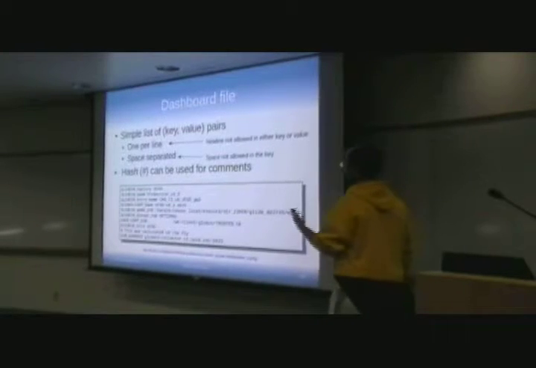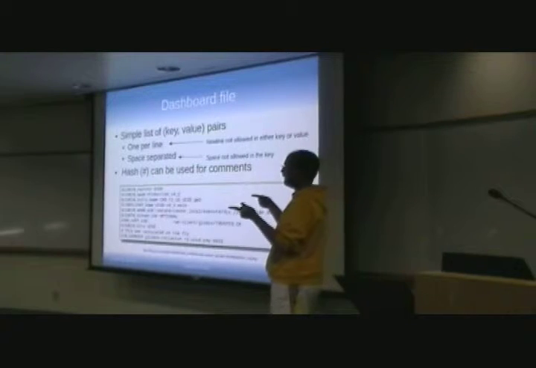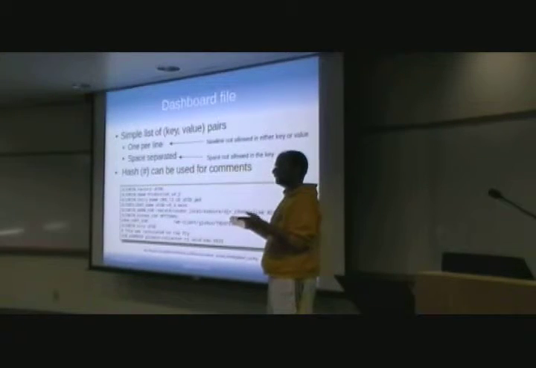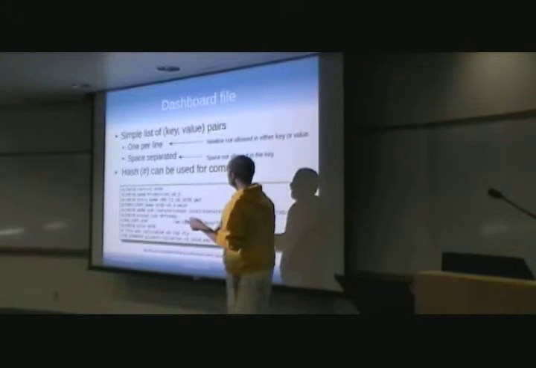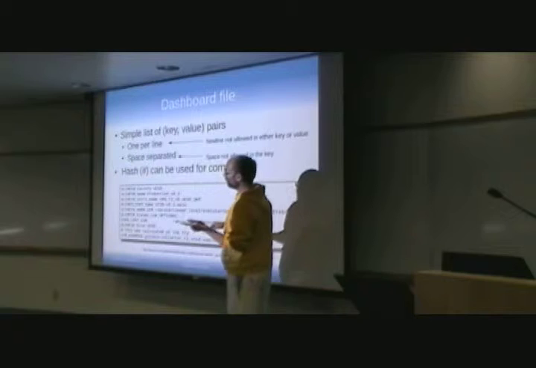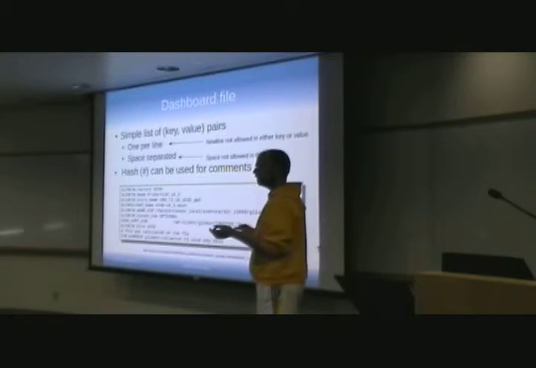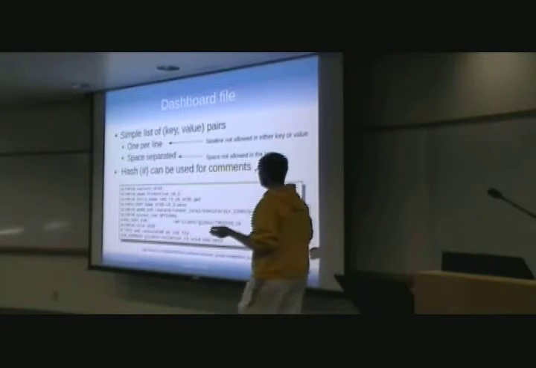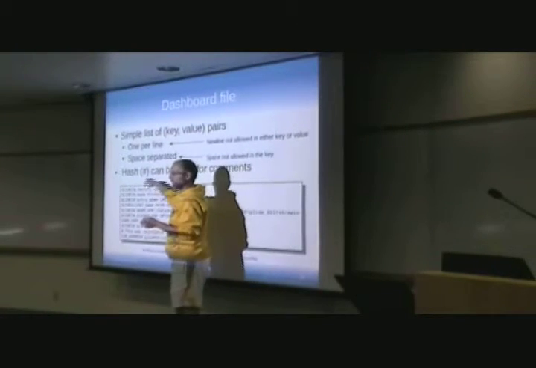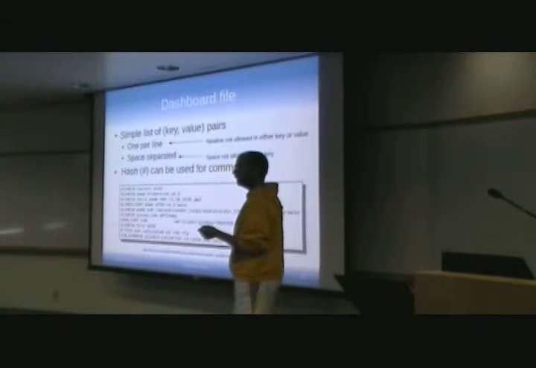So the dashboard file is really just a simple list of key value pairs where you have one key value pair per line and they're space separated. So the key cannot contain a space, and you cannot have a new line neither in the key nor in the value, which is a reasonable restriction in my opinion. And you can actually add comments with a hash. Not that anybody will ever read them, but you can put them.